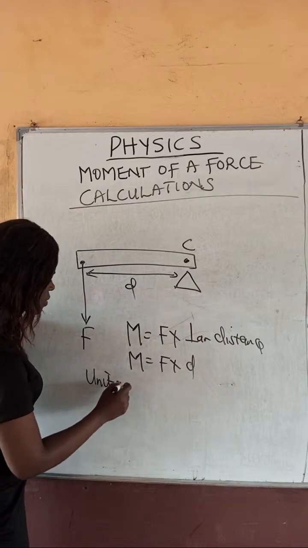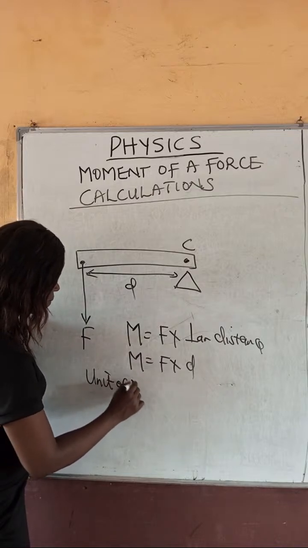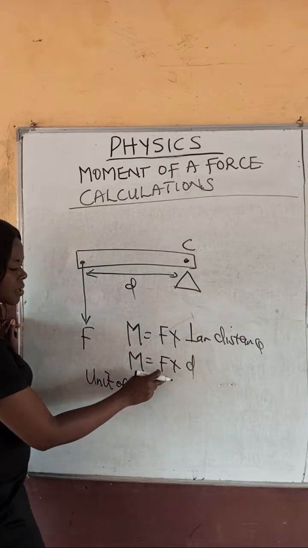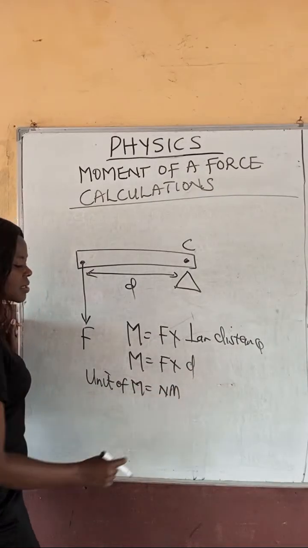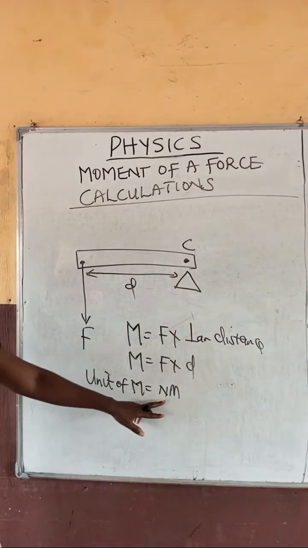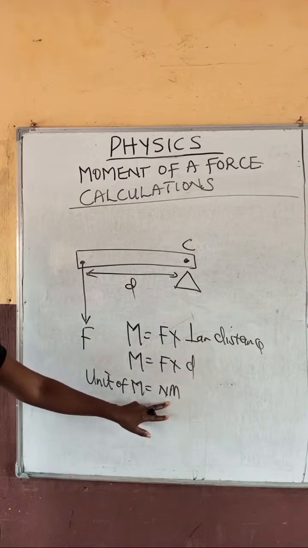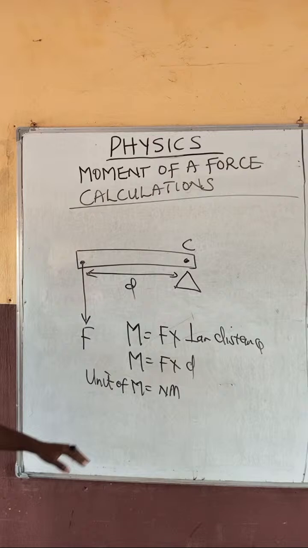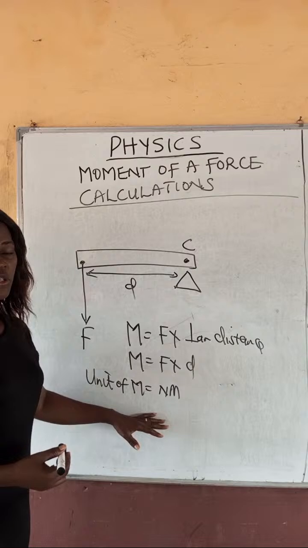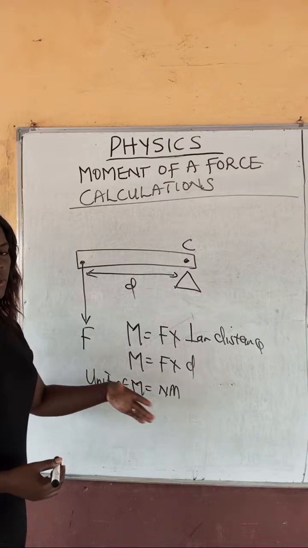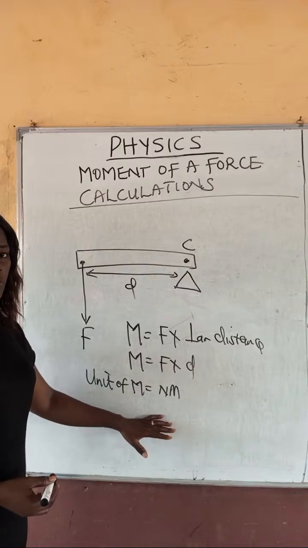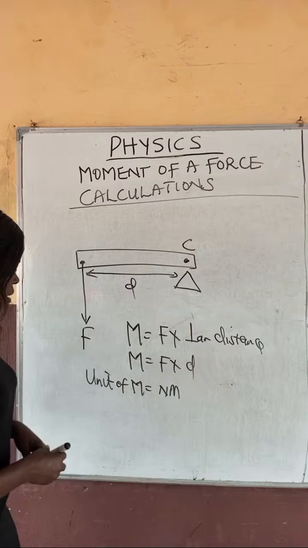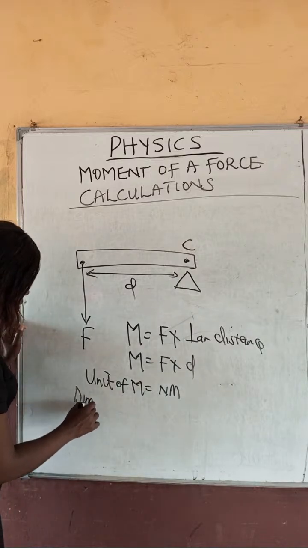The unit of moment is what? Force is measured in Newton, distance is measured in meters. So the unit of moment is Newton meter. Now, we can also get the dimension of moment. Why I always refer to the dimension is because you will see it in an external exam. So you're supposed to get used to dimensions of physical quantities.